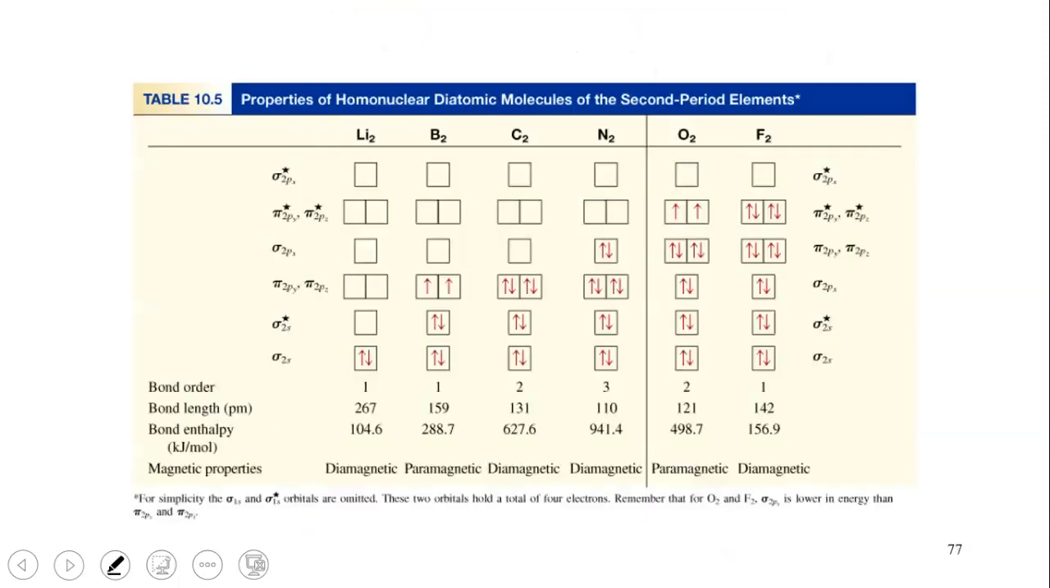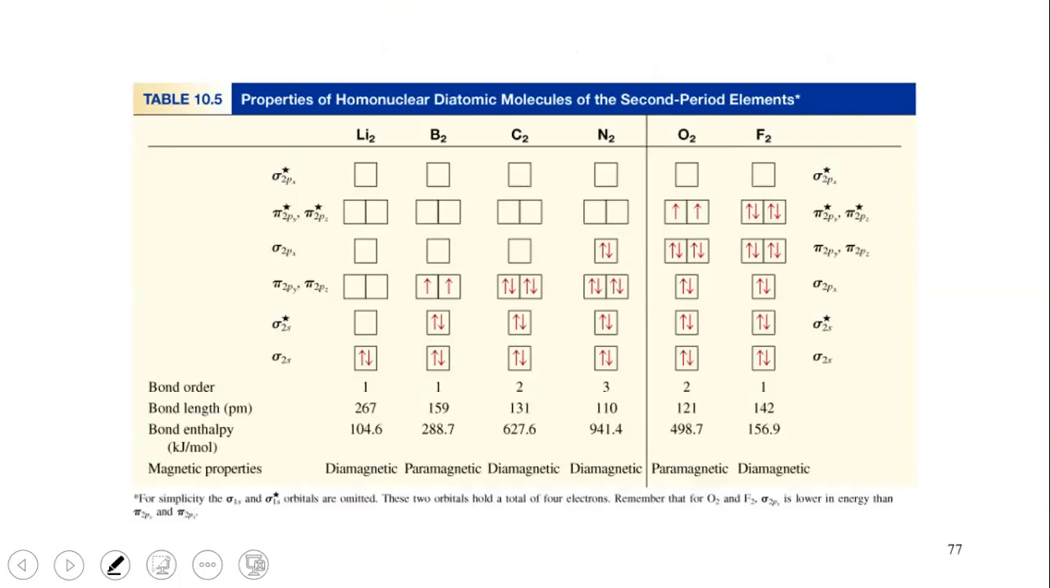When we build the charts, here we go all the way from lithium, which we did at first, all the way to fluorine. We're going to skip the neon here. These are all what we call homonuclear diatomic molecules. In other words, homonuclear because they have two elements of the same kind. Diatomic, there's two of them. And these are all second period elements.